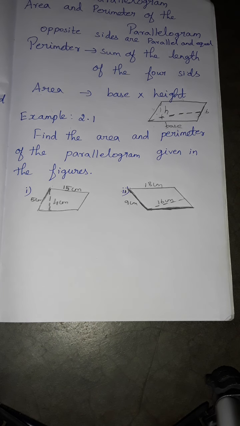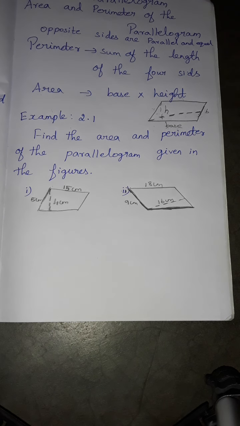Okay, now we are going to see the example. Example 2.1. Find the area and perimeter of the parallelogram given in the figures. The figure is given, and they ask you to find the perimeter and area of the parallelogram. So, what is the first shape?